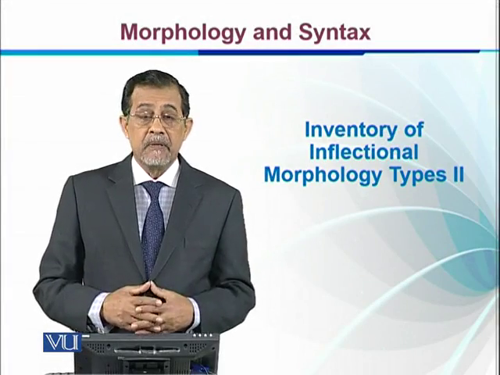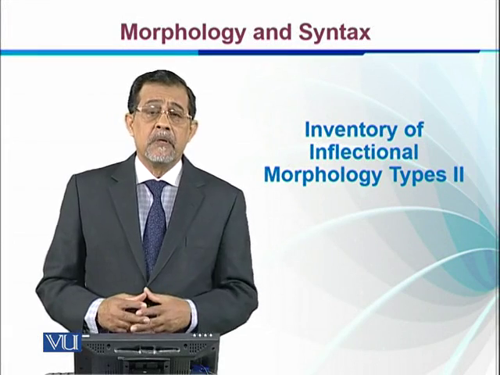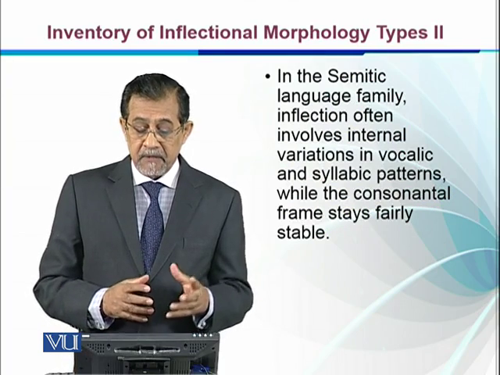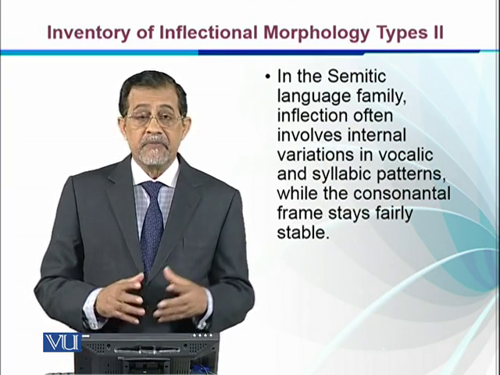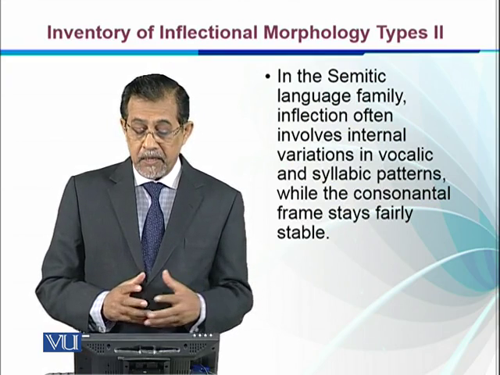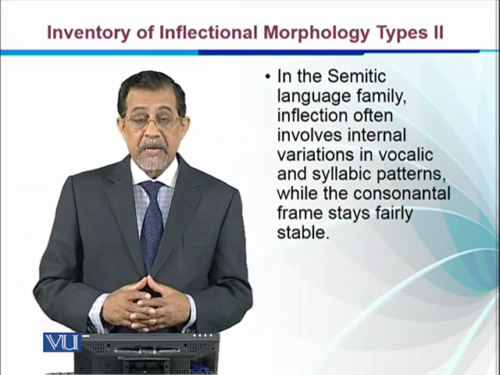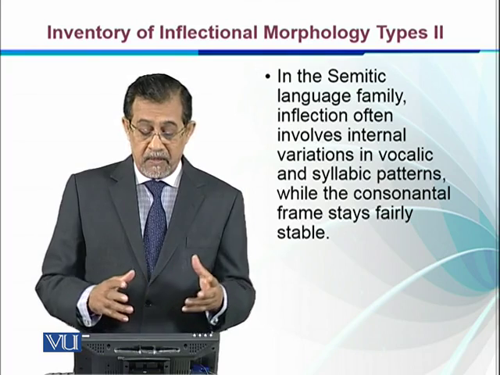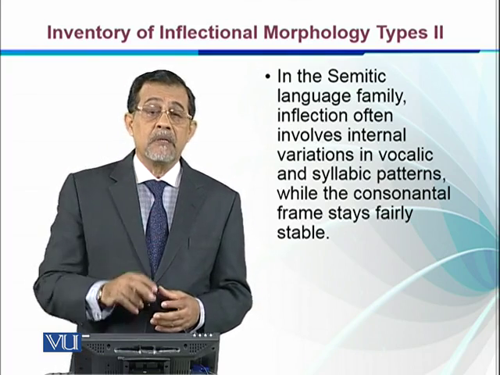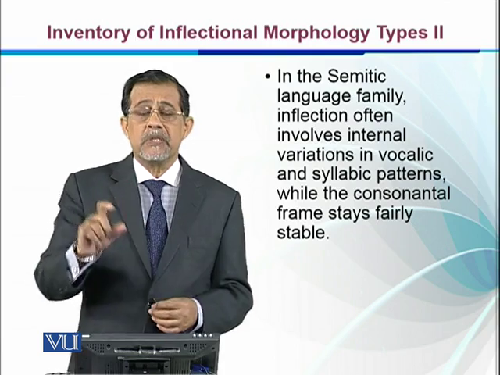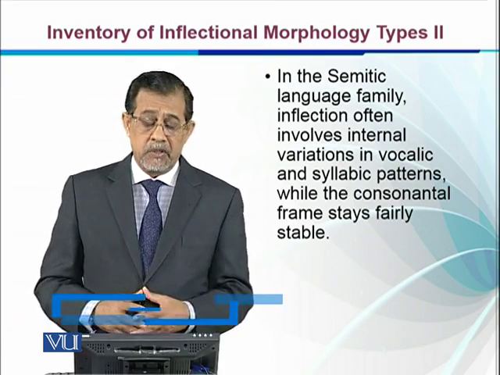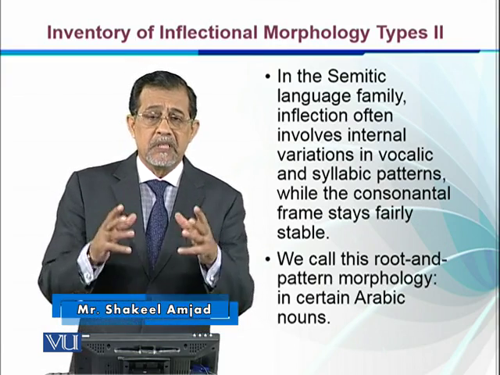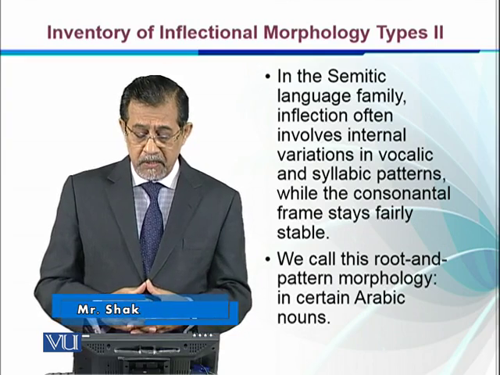Inventory of inflectional morphology. Let's look at some more items of the list. In the Semitic language family, inflection often involves internal variation in vocalic and syllabic patterns, while the consonantal frame stays the same, right? Stable. So there is some internal vowel change. The consonants do not get changed. So we call this root and pattern morphology. So this type of morphology is known as root and pattern.